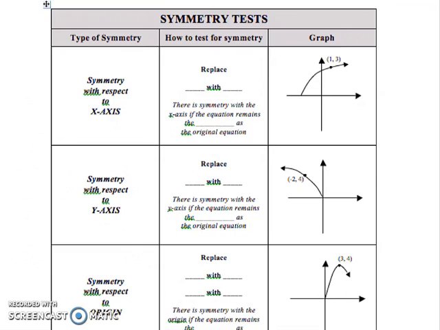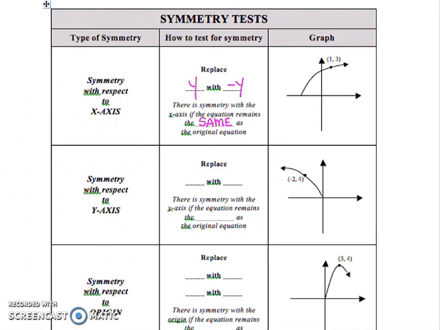So the first kind of symmetry that we can have for a graph is symmetry with respect to the x-axis. And the way that you test for this type of symmetry is in the equation you would replace y with negative y. And there is symmetry with the x-axis if the equation remains the same as the original equation. We will do some examples of this later in the notes.